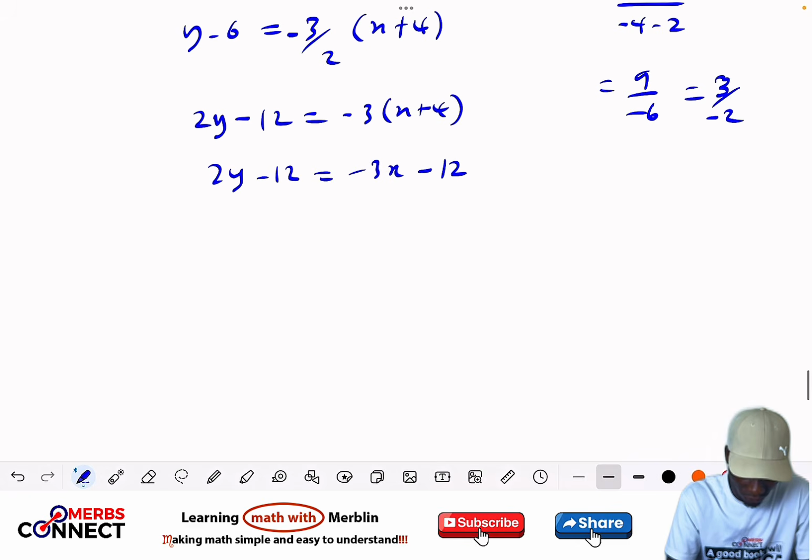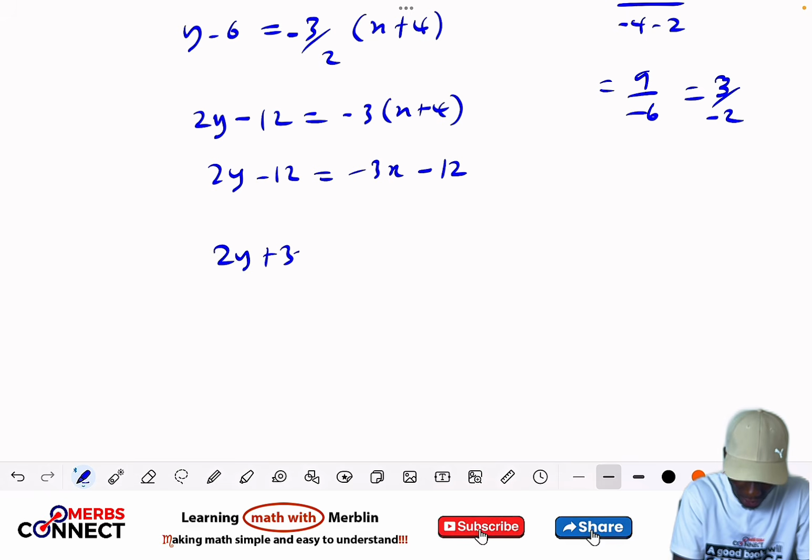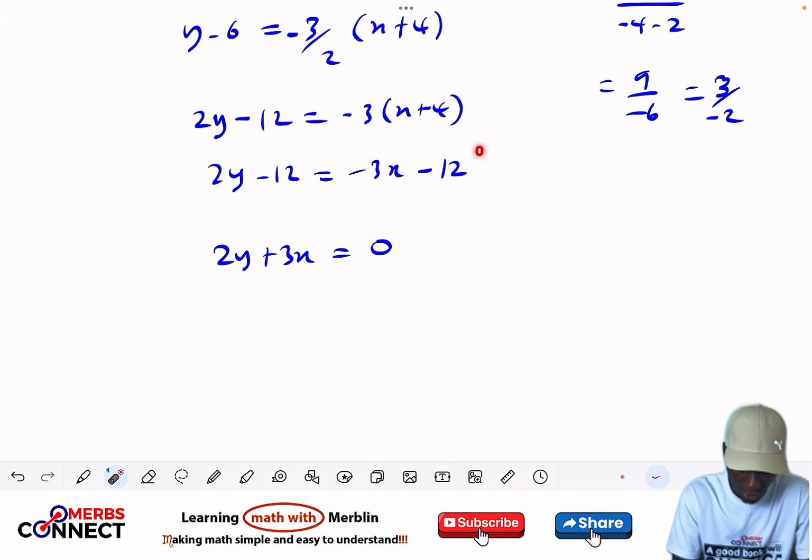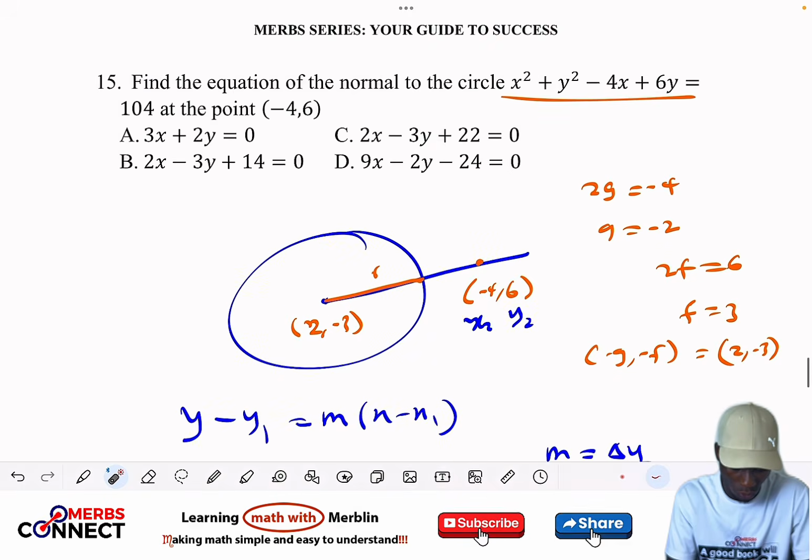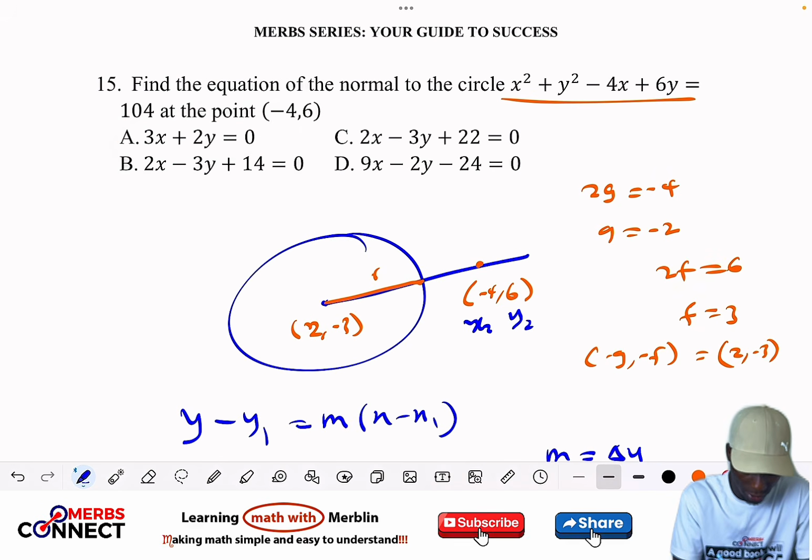Okay, so I'll move all this to here. I'm going to have 2y plus 3x is equal to 0, because when I move this one, it becomes positive. So 2y plus 3x is the first one here.